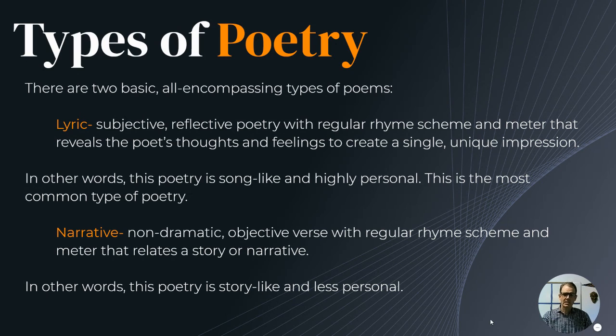But then we have narrative poetry. It's not dealing with those feelings and thoughts on a granular, specific basis. It's not as dramatic in that way. It's objective verse with a regular rhyme scheme and meter that relates a story or narrative. So this is those long form poems, right, that are telling a story in poetry form. It's story-like. It's less personal and specific to the reader and the writer.